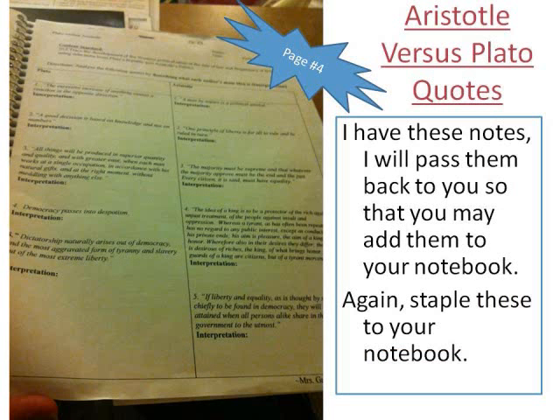The next section in your notebook should include the Plato versus Aristotle notes. I do have these and I still need to pass them back to you, but say I do not pass them back to you in time, please leave one page in that notebook available for you to staple this onto the notebook. These notes are very important because they are standards based, so these quotes and what they represent is what you'll be tested on later on in the future. So we do need to have this in your notebook.